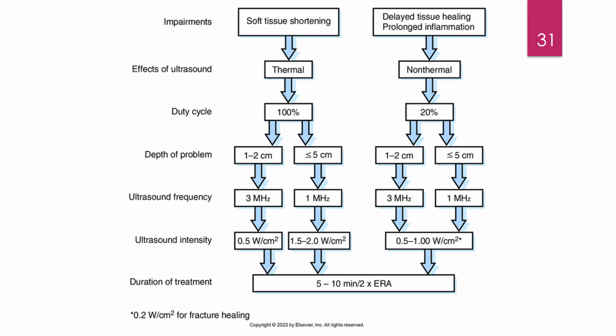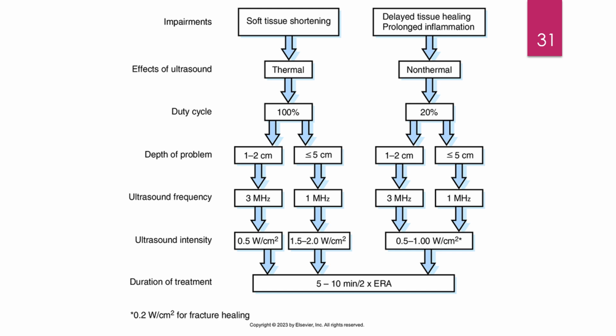If the depth of the problem is greater than 2 centimeters, then we're going to select the frequency at 1 megahertz. So let's go back to the superficial side here and look at the intensity. So we've established that the depth of the problem is 1 to 2 centimeters. We've selected 3 megahertz as our frequency. Now we have to set the intensity. So 0.5 watts per centimeter squared is where you want to stay for this one.